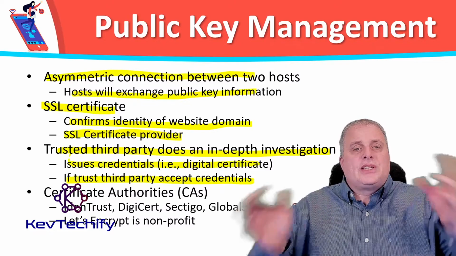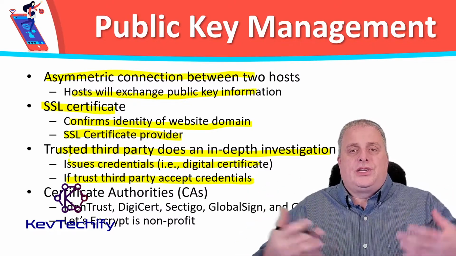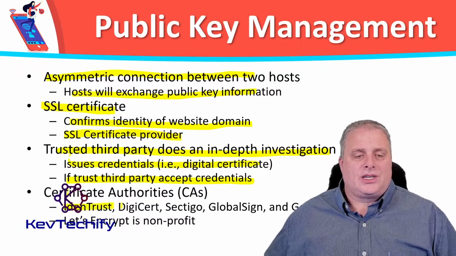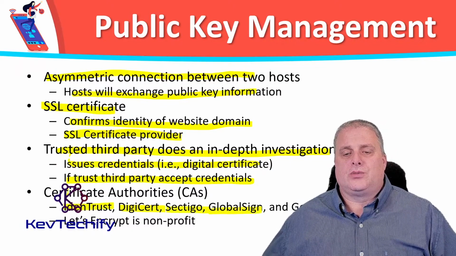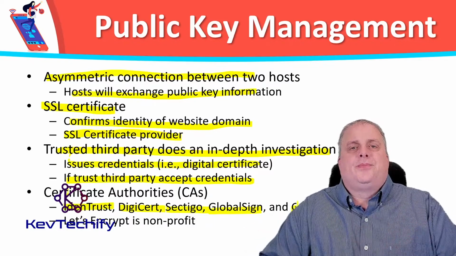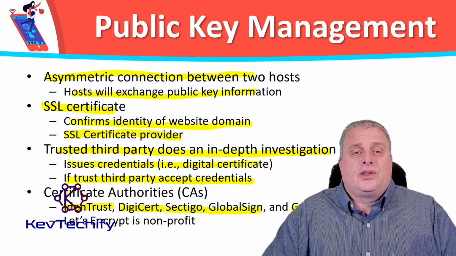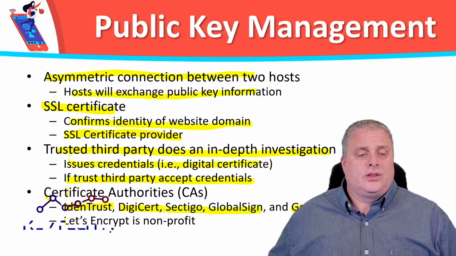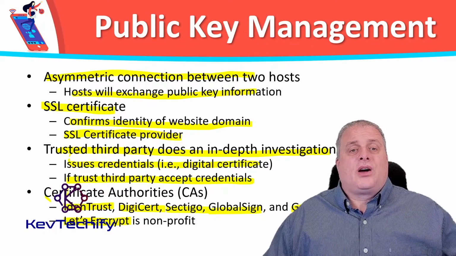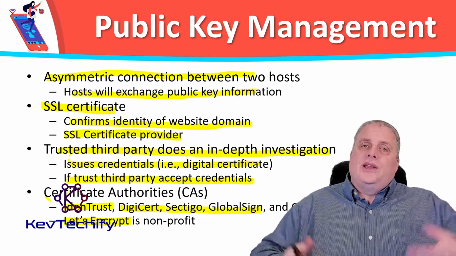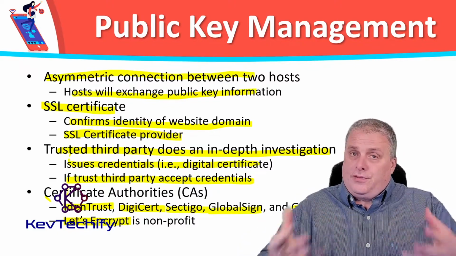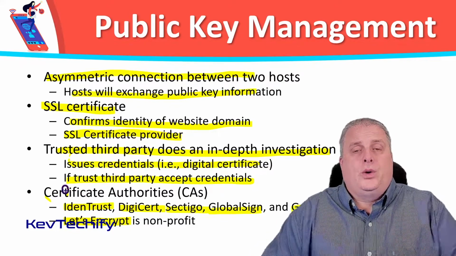Now, there are some examples here of certificate authorities, typically called CAs. Here we have IdenTrust, DigiCert, Sectigo, GlobalSign, and GoDaddy. These are all the most common certificate authorities out there. There is also Let's Encrypt. This is a nonprofit certificate authority that offers certificates free of charge, but they have a very short period of time that those certificates are good for. They're free, but they expire quite quickly.